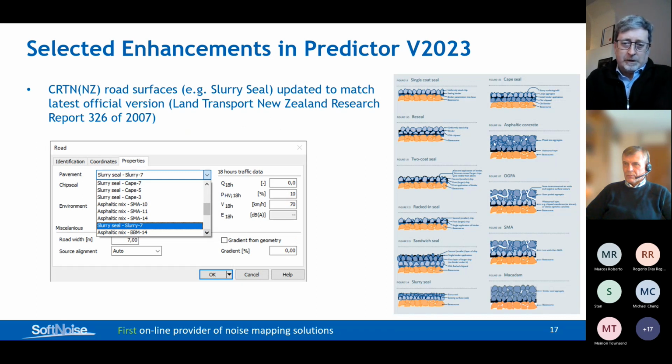Moving on to another enhancement then for road surfaces, we found that there was a small issue with road surfaces in the New Zealand version of CRTN, and we've updated the database now to match the latest official version, which is the Land Transport of New Zealand Research Report 326 from 2007, so that the database now correctly matches this. And I think that the issue we found was that the slurry seal was either incorrect or missing. And that's now fixed.